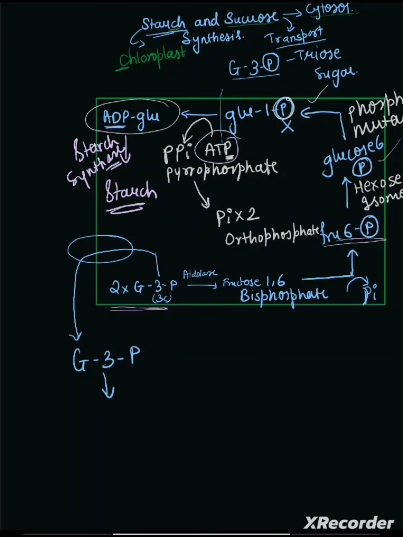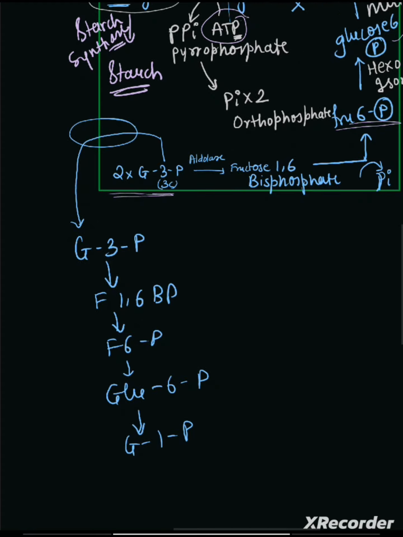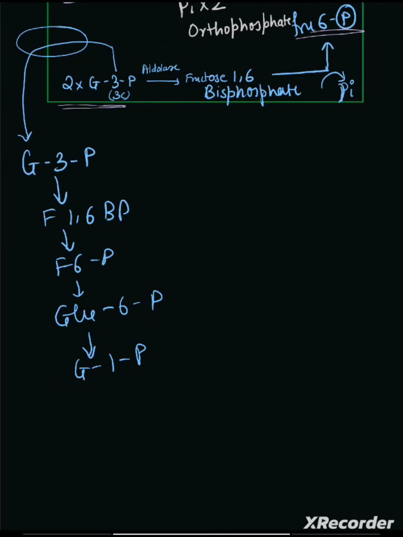That is, glyceraldehyde 3-phosphate will get converted to fructose 1,6 bisphosphate, then it will get converted to fructose 6-phosphate, then to glucose 6-phosphate, then to glucose 1-phosphate. Now from here the things change.